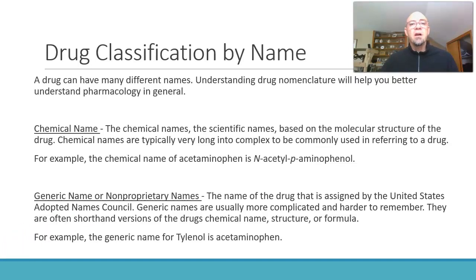All right, let's start off by talking about drug classifications by name. Now, there are three kinds of names you need to be aware of. There is the chemical name of a drug, the generic name, or sometimes called non-proprietary name, and then there's the brand name or the trade name of a drug. So let's talk about these three names.